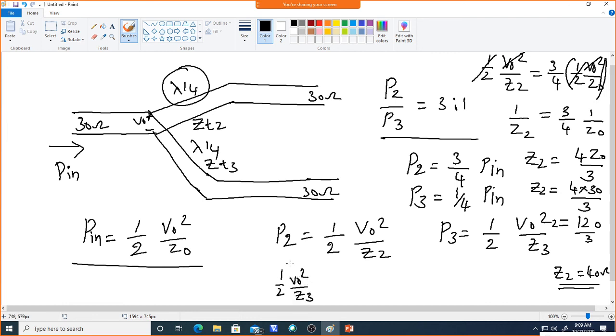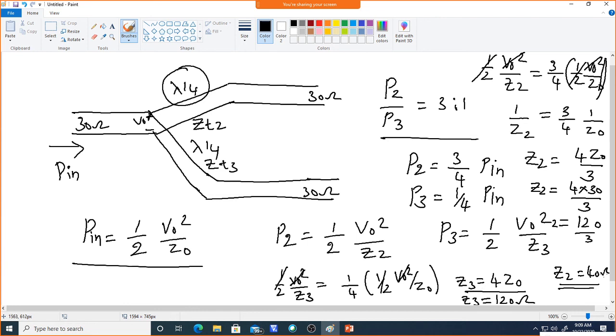This is your P3, which is equal to 1 by 4th power of your P in, so that is half into V naught square by Z naught. So now this will cancel each other, V naught square. Now what is Z3? Your Z3 will be equal to 4 times Z naught. Okay, so now what is Z naught? 30 ohm, so into 4 you will get the value 120 ohm, so that is your Z3. Okay, so we got Z2 and Z3.